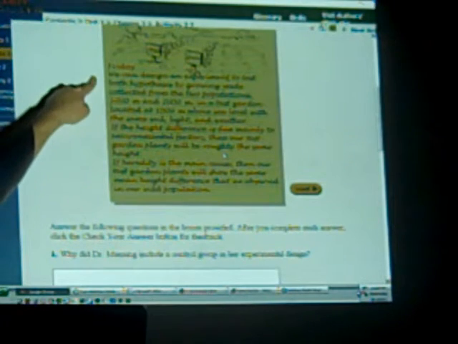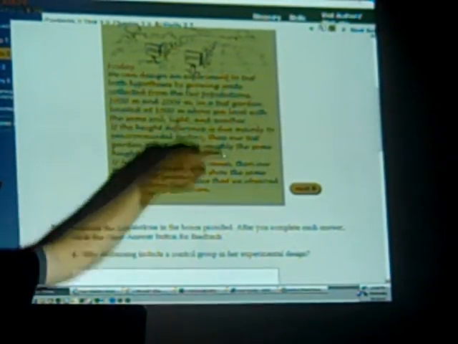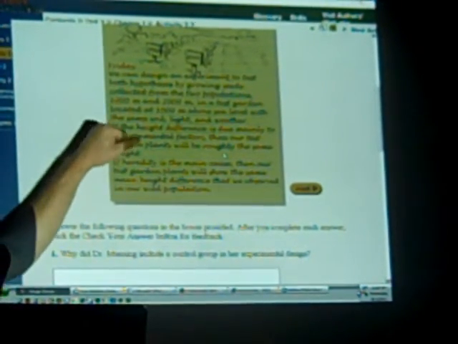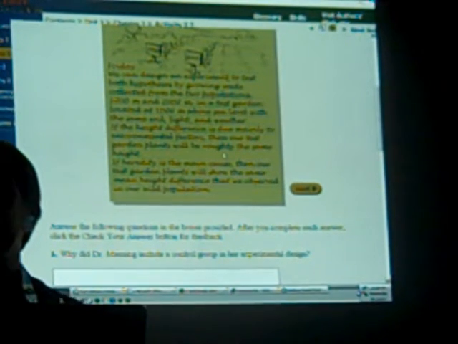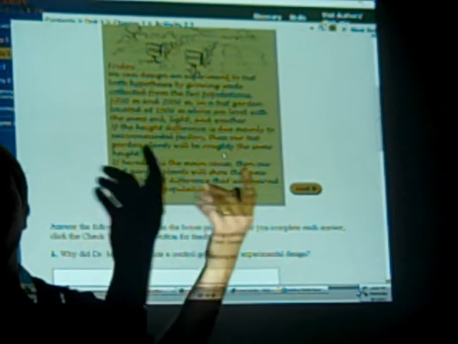We can design an experiment to test both hypotheses by growing seeds collected from the two populations, 1,000 meter and 2,000 meter, in a test garden located at 1,000 meters, right? And so, with the same soil, light, and weather. In other words, they'll be in the same environment. They'll have all the same environmental factors, and that way, if they grow the same, we'll know that the difference was due to which? Environment or heredity? That's right.